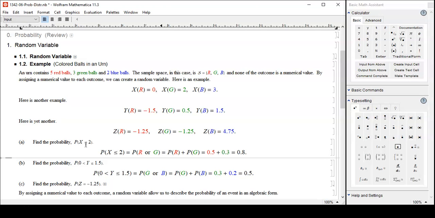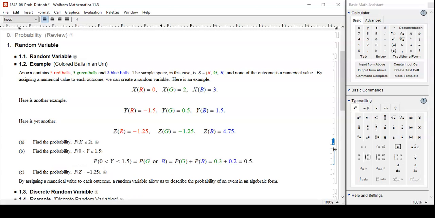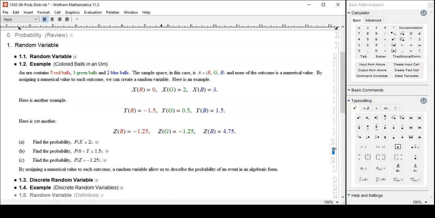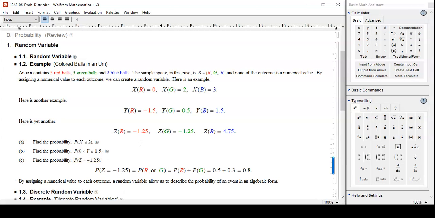So in short, the mathematical formulation corresponds to some further argument like R or G or G or B, those logical expressions on events. How about the next example here? Probability that Z is equal to negative 1.25. So it's going to be red or green. So red or green, add it up, you're going to get 0.8.